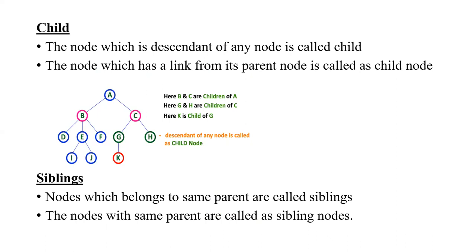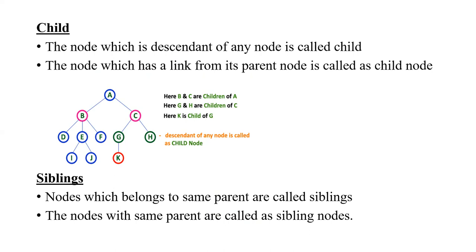Child. The node which is the descendant of any node is going to be called as child. The node which has a link from its parent node is called as a child node. Here, B and C are the children of node A. G and H are children of C. K is the child of G. D, E, F are the children of B. I and J are children of E.